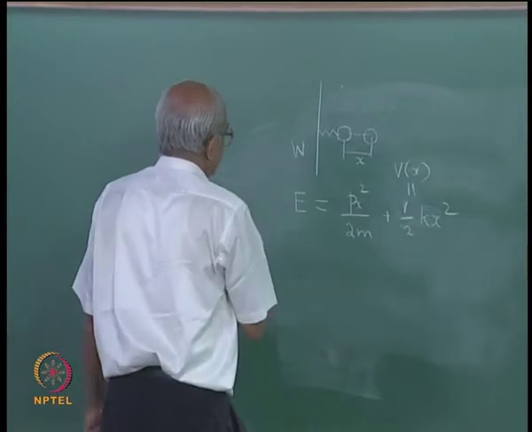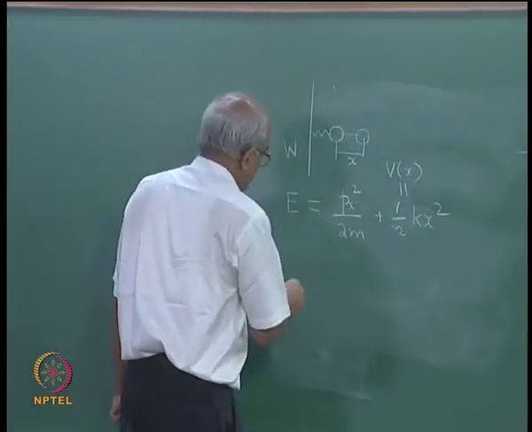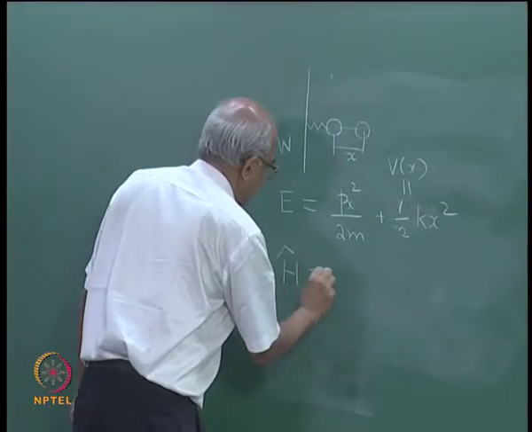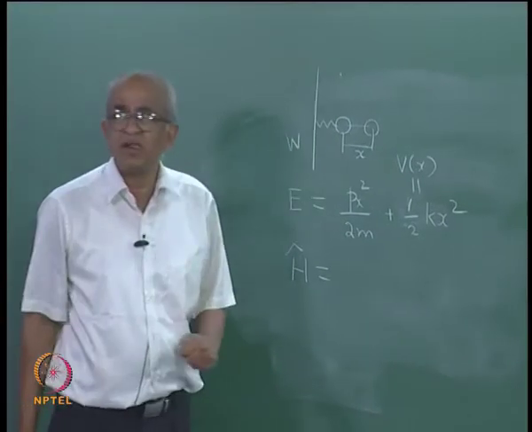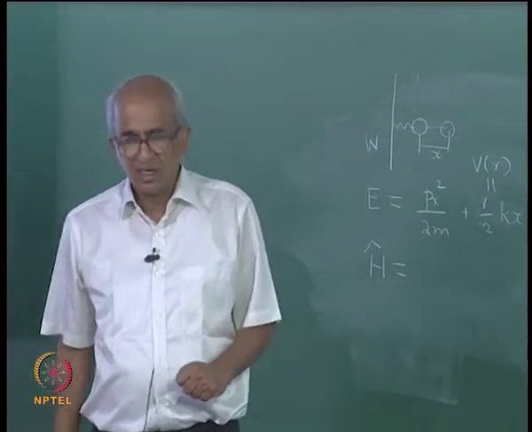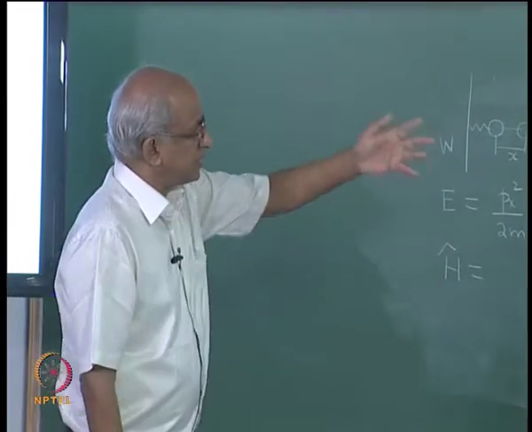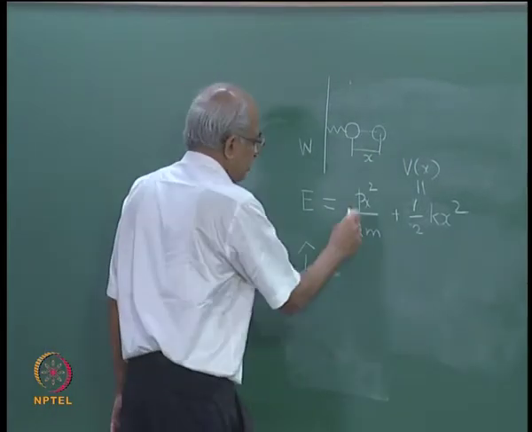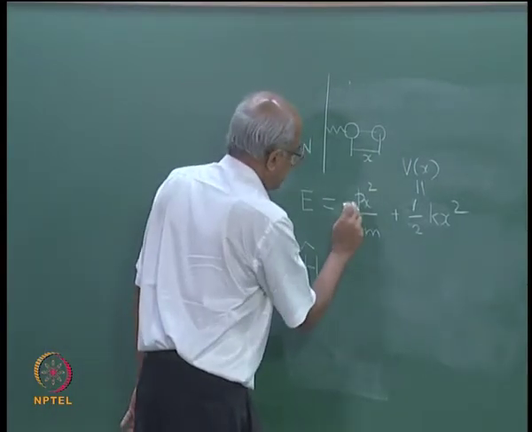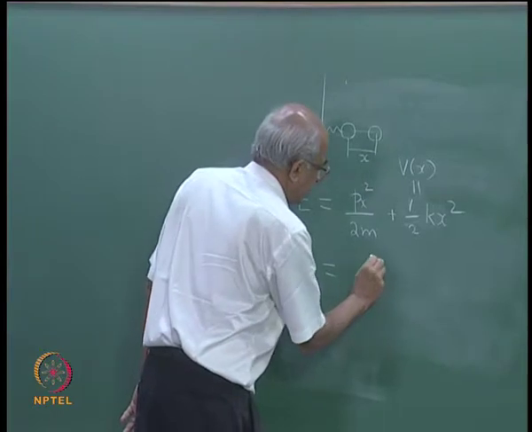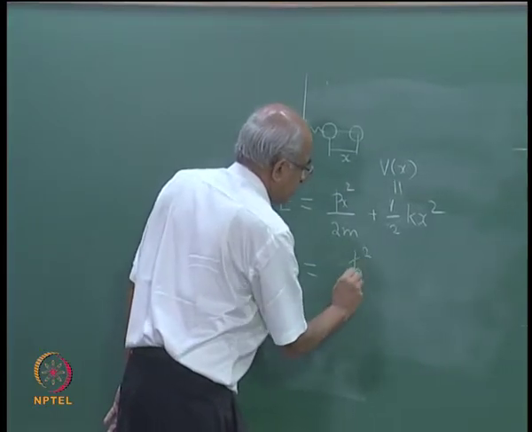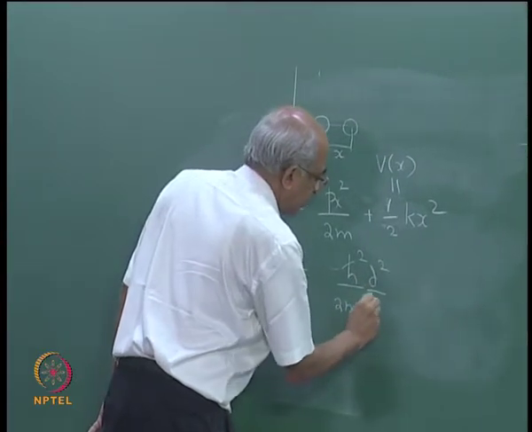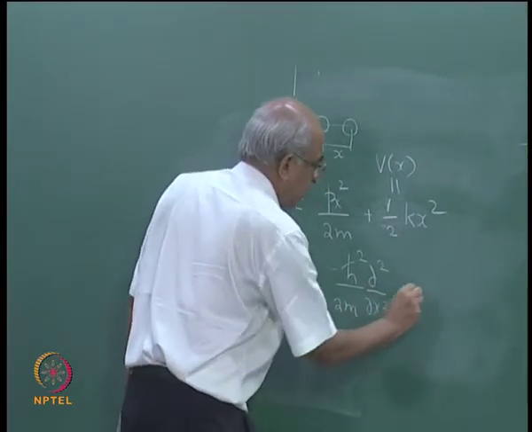So, if you say this is the total energy of the system, then you can ask what is the corresponding operator. The corresponding operator will be denoted by the symbol H. And if I follow the prescription that we saw in the previous postulate, this is going to be given by minus h cross square by 2 m dou square upon dou x square plus half k x square.